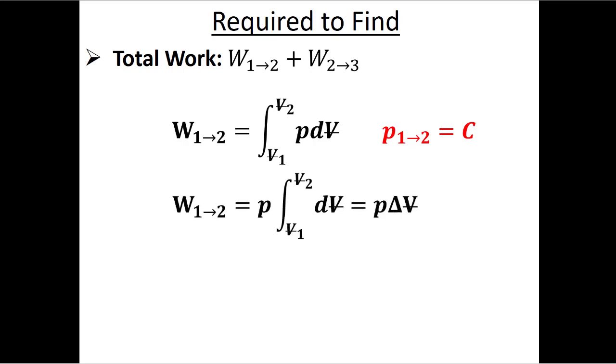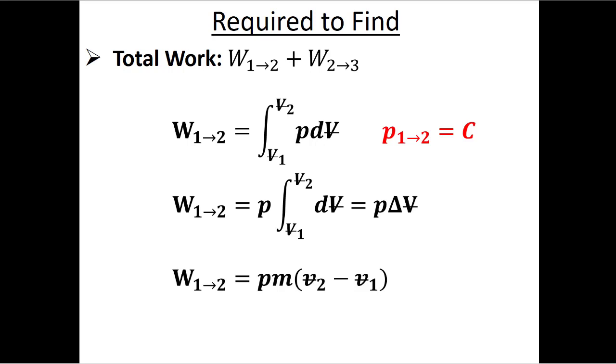So now we have enough information to find the work from process 1 to 2 and from process 2 to 3. So we know that work from 1 to 2 is the integral of P dV. Because pressure is constant, I can take it outside of the integral. So I know that work is the pressure times the integral of dV, which is just pressure times delta V.